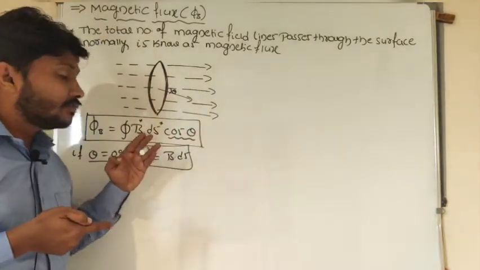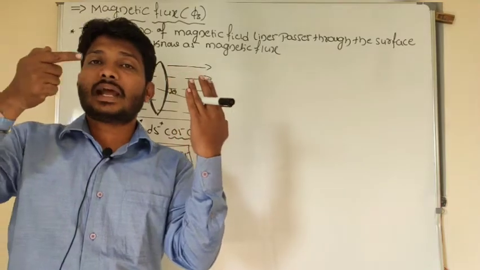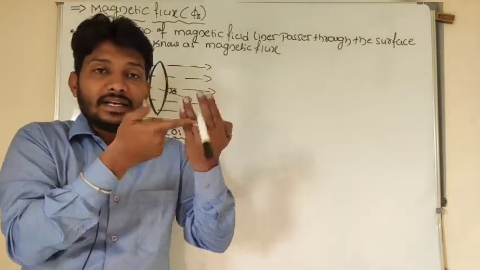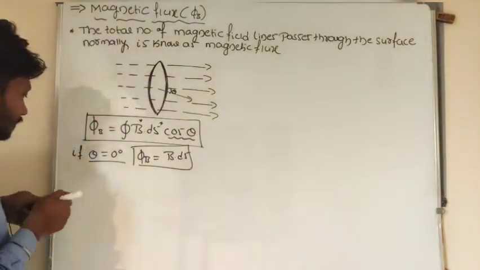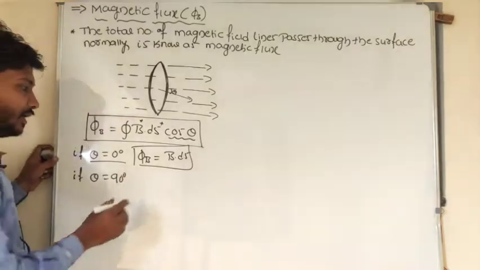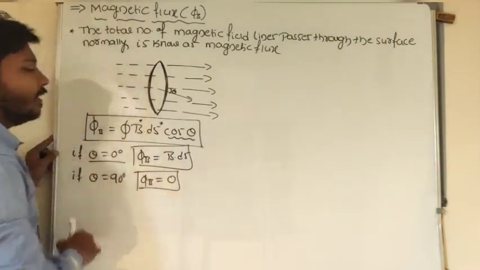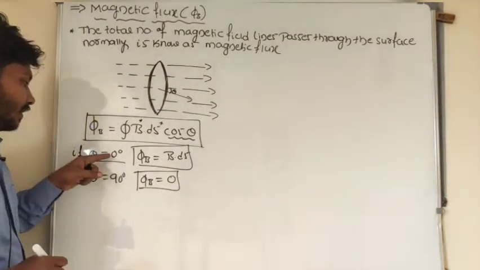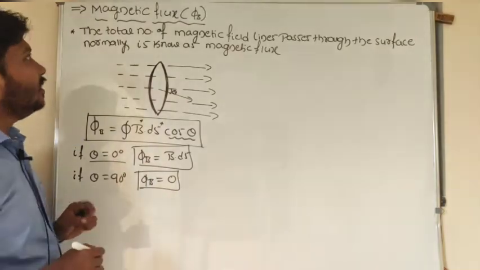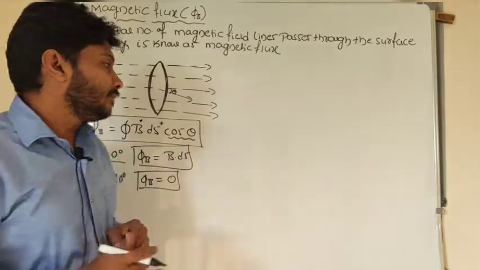So then flux will be maximum. Now look at here. This is the situation: the angle between the magnetic field line and the normal line is 90 degrees, right? If theta is equal to 90 degrees, then cos 90 is 0. Flux will be minimum, we can consider. Flux is maximum at 0 degrees and minimum at 90 degrees. So this is about magnetic flux.